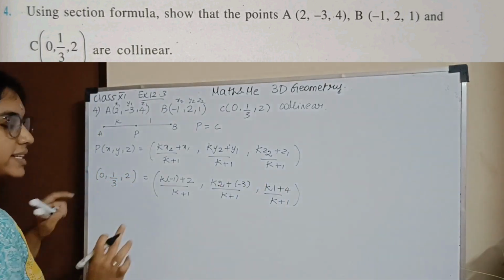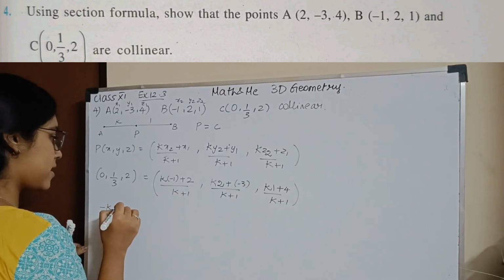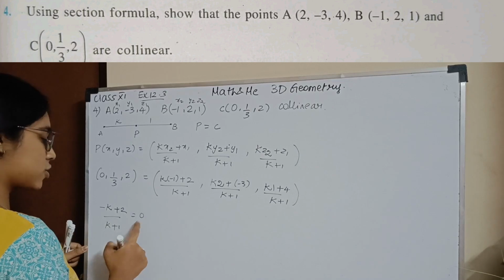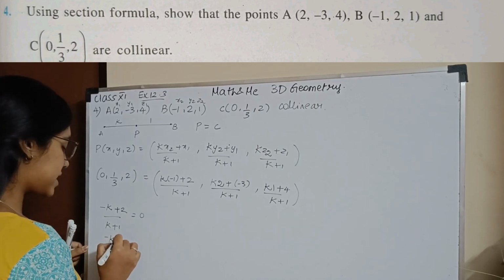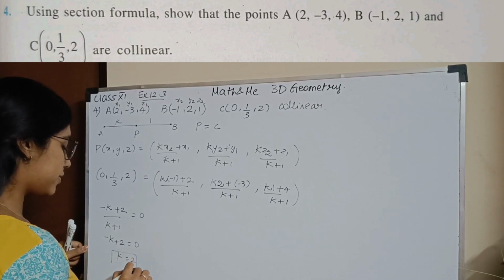So now I am going to equate the x coordinates. So what will I have? Minus k plus 2 divided by k plus 1 equals 0. So if I cross multiply, I'll have minus k plus 2 equals 0, k equals 2. So I found out the value of k.